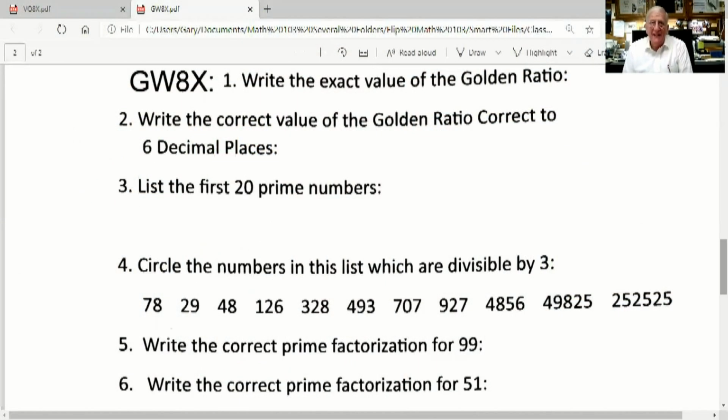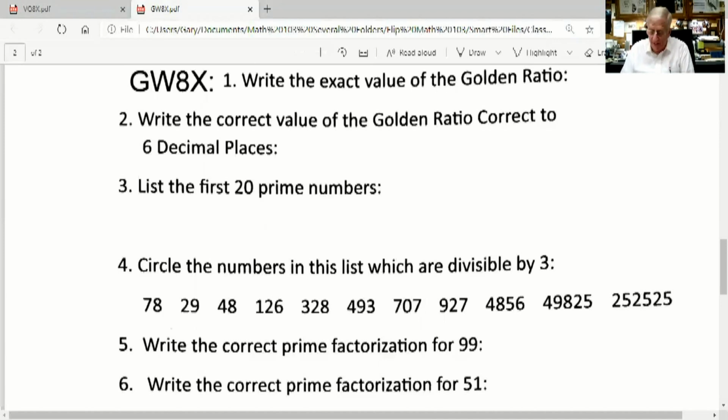8X. And as you can see, I have it up here on the screen. So here we go. All right. I have blown the file up to a very nice large size so everyone can see it very easily, and we can work on it very easily. So here we go. So it says, for number one, write the exact value of the golden ratio.